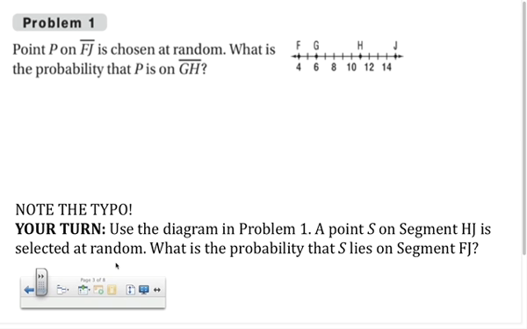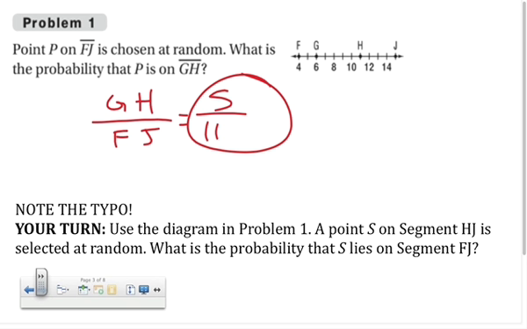In problem 1, I have point P somewhere on FJ. I'm trying to find the probability that the point P is on GH. So what you're doing is finding the length of GH and putting it over the length of FJ. So what is the length of GH? It's 5. And then what's the length of FJ? 11. It's just that easy.